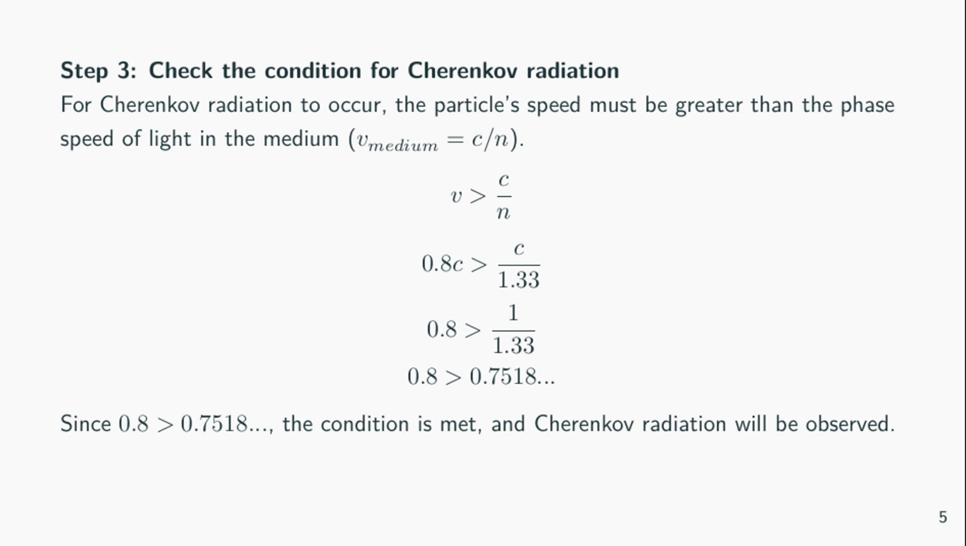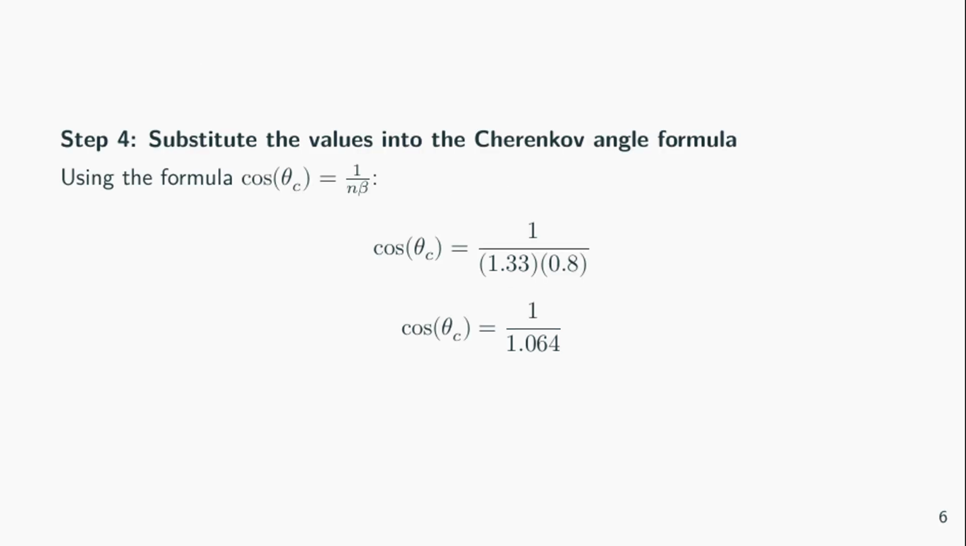Calculating 1 over 1.33, we get 0.7518 and so on. So we are checking if 0.8 is greater than 0.75. Yes, 0.8 is indeed greater than 0.75. This means the condition is met and Cherenkov radiation will be observed. Now that we know radiation occurs, we can use the formula to find the angle.